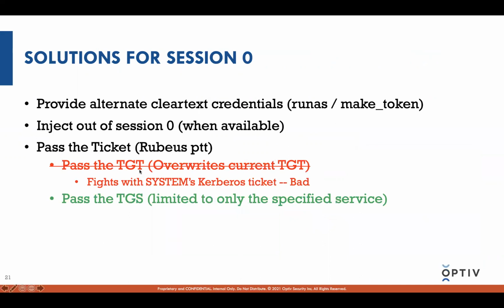I spent a long time trying to figure this out, and I still don't fully understand exactly what's going on and why you can't do this. But I'll try to show you what you can do instead. So these are the solutions for session 0. When you're in session 0, you're more limited in what you can do, I guess. I think the reason you can't do this pass the ticket with Rubeus is because it fights with system's Kerberos ticket. I think that's why. And so you can't do that.